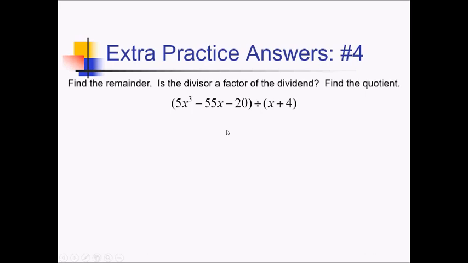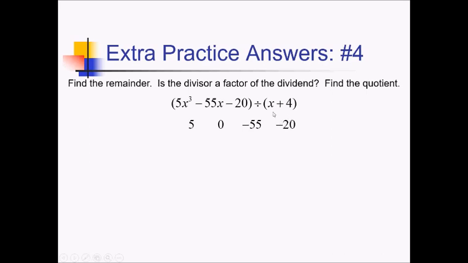For this problem, trying to figure out the remainder, whether the divisor is a factor, and the quotient, we'll use synthetic division to answer all these questions. So let's start by writing down the coefficients of our polynomial. We start with the 5 for the 5x cubed, and we're following that up with the 0 for the 0x squared that we're not writing, so we need a placeholder 0. Then we have a negative 55 for the linear term, and a negative 20 for the constant.